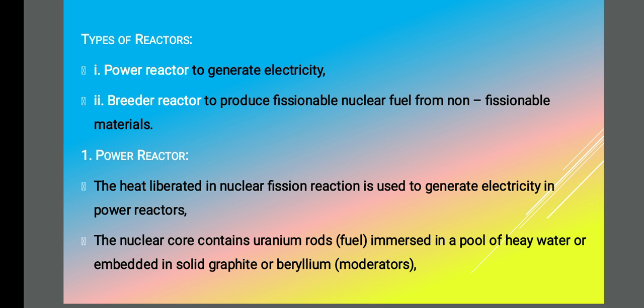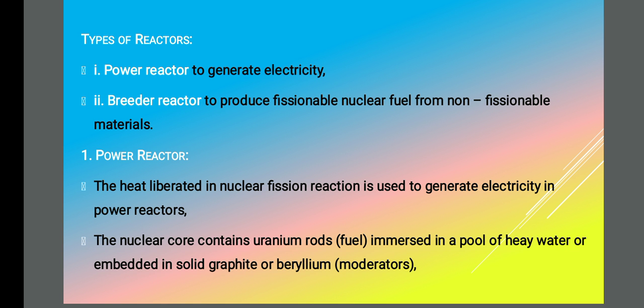Coming to the power reactor, the heat liberated in the nuclear fission reaction is used to generate electricity. The nuclear core contains uranium rod, which I have already told you is the fuel, immersed in a pool of heavy water. Heavy water is the coolant, embedded in solid graphite or beryllium, which acts as a moderator, and the fuel is subjected to fission by slow neutrons. The chain reaction prevailing in the reactor is controlled by cadmium and boron. Is it clear with the point?